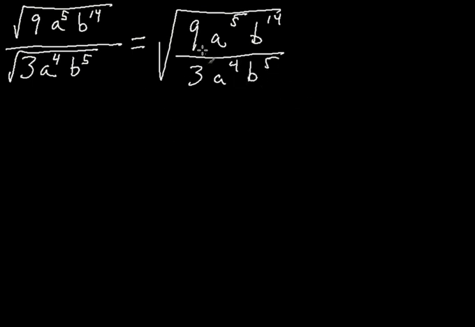Okay, from there, I got 9 over 3, so that takes it to 3, excuse me. And a to the 5th over a to the 4th, so that's 5 minus 4, that's just 1. And b to the 14th over b to the 5th, 14 minus 5 is going to be 9. All right. So, now we can break this up by the product rule.